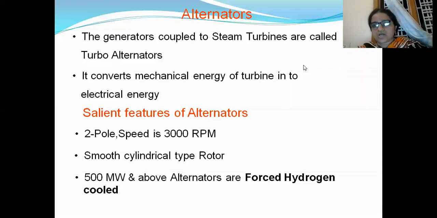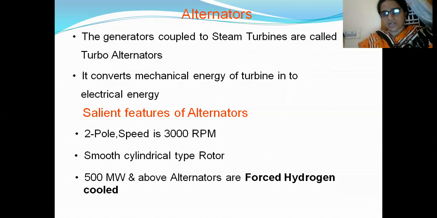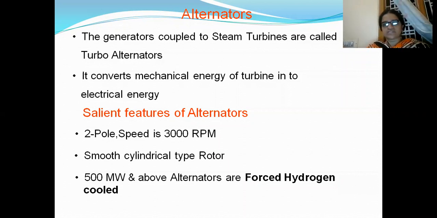In all the thermal power plants, we use forced hydrogen cooling. Why? Because natural cooling won't be sufficient, and by using hydrogen gas for cooling, we can reduce the heat energy liberated by the losses very easily. So we use forced hydrogen cooling, also in order to increase the efficiency of the system.